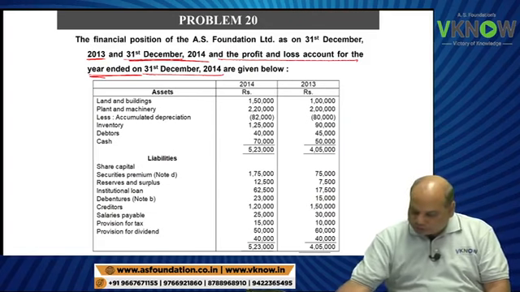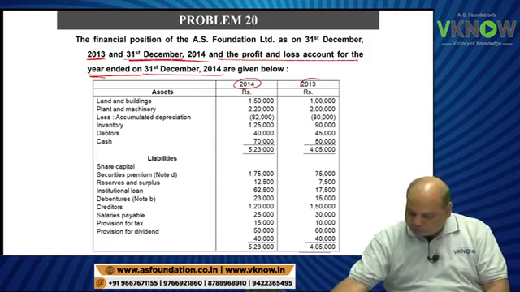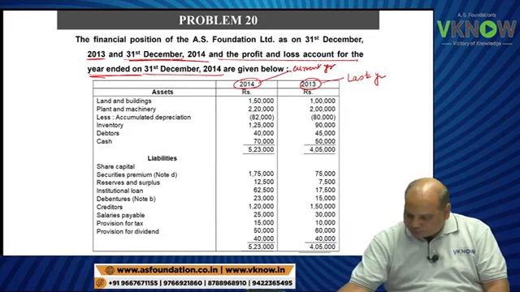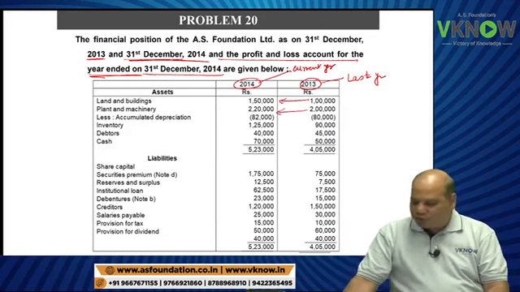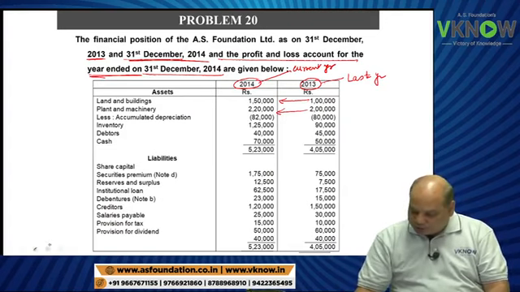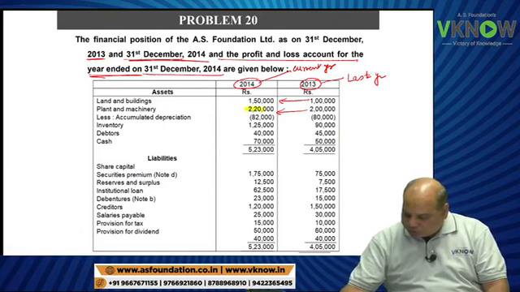So now we have 2014 and 2013. This is last year and this is current year. Be very careful about the columns. You have to read from right to left to understand the change. Land and building, plant and machinery, accumulated depreciation. So these two items are connected.